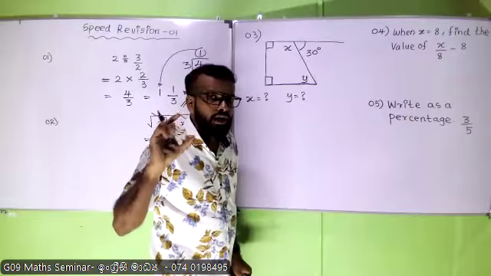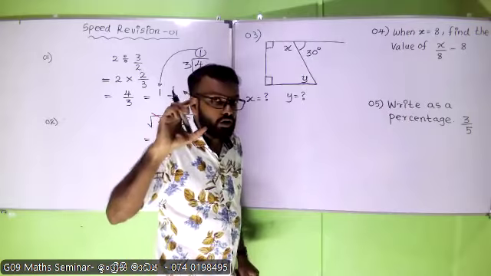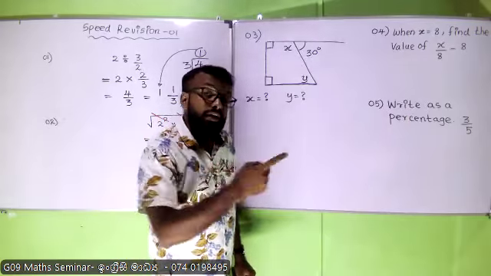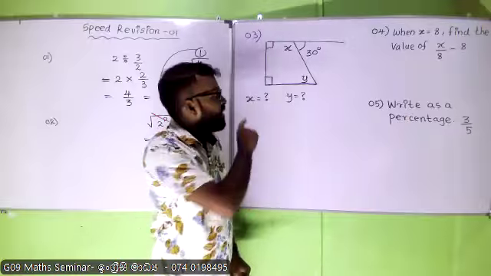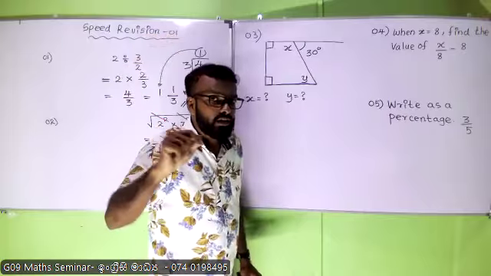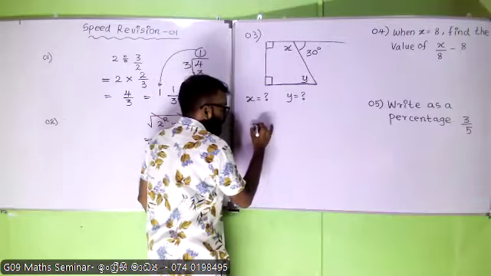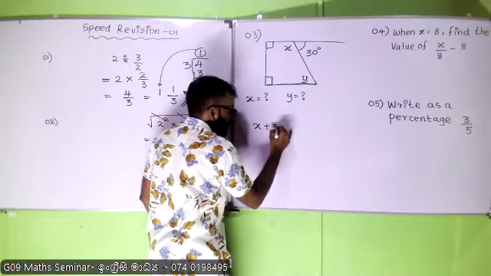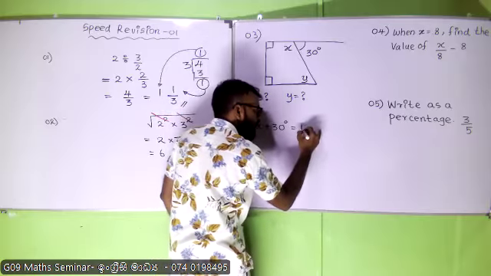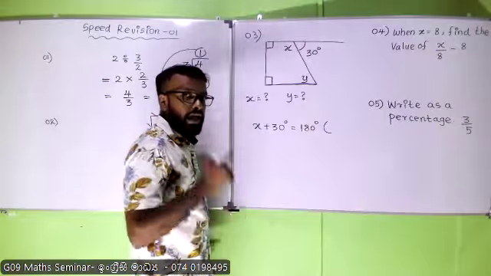Normally, when you are writing an equation or formula, the unknown term, the term that you are going to find, the term that you are going to isolate, take it to the first place. So x plus 30 degrees equals 180 degrees. Why is that? What is the reason?